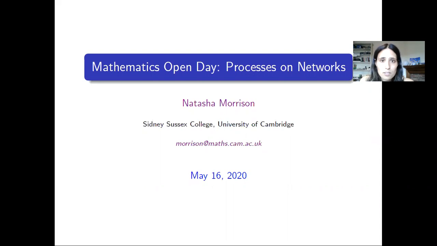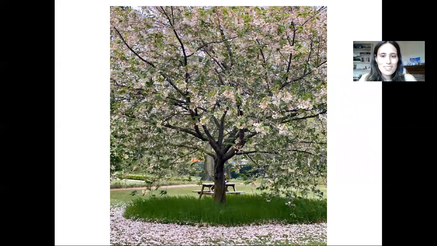I'm a research fellow here at Sidney Sussex College, and I suppose if this was a normal open day, you'd have had a chance to have a walk around Cambridge to see some of the colleges and the maths department. Because obviously you're not able to do that and we're all at home, I thought I'd bring Cambridge to you very briefly. This is a photo of the gardens in Sidney Sussex a couple of weeks ago. They're really, really pretty at the moment, and hopefully at some point in the future, you'll be able to visit them in person.